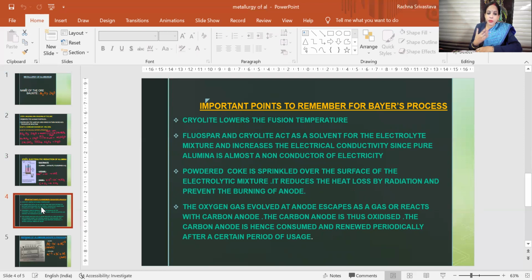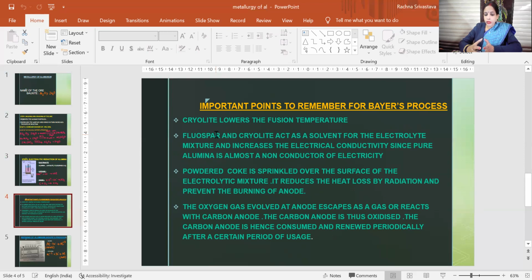So there must be some purpose. When we do something out of the ordinary, there is always a significant purpose for that. So let's see. Your first point says cryolite lowers the fusion temperature. So the cryolite is mixed to lower the fusion temperature. Then fluorspar and cryolite together act as a solvent for the electrolyte mixture and increase the electrical conductivity, because pure alumina is almost a non-conductor of electricity.